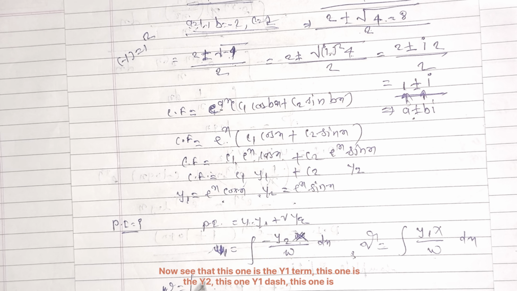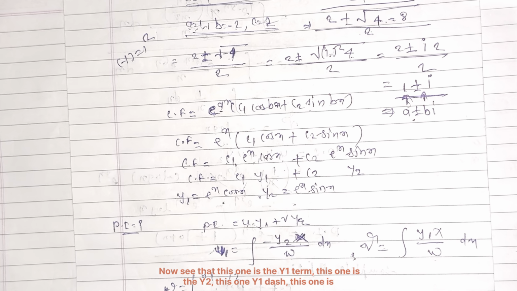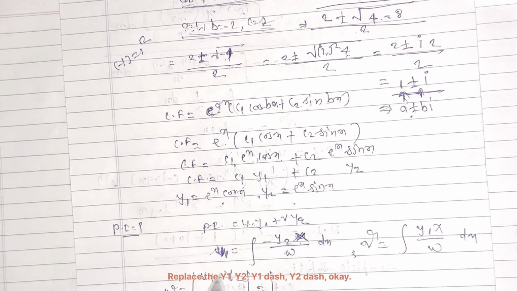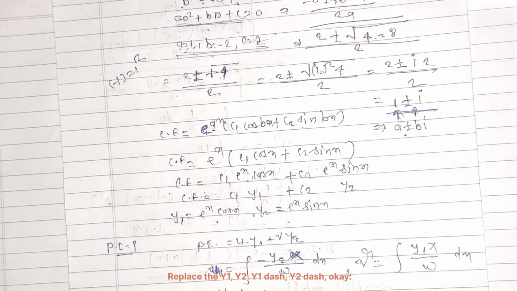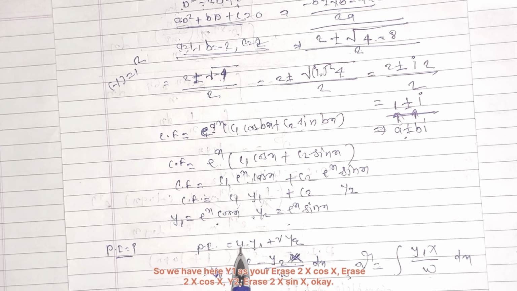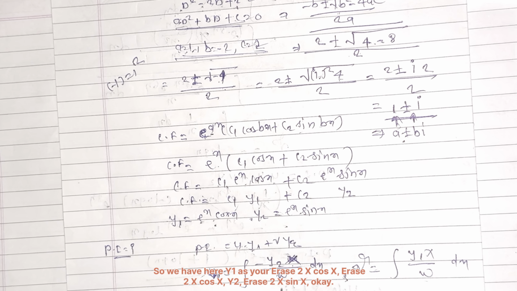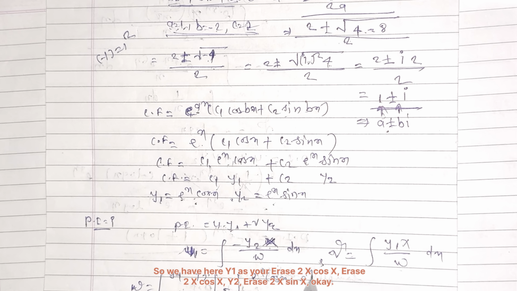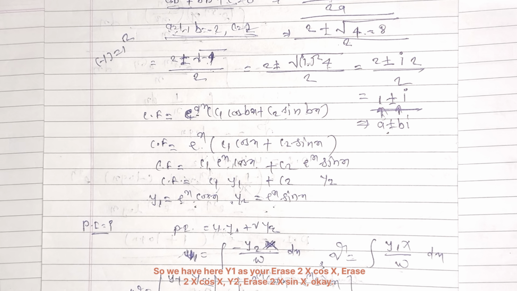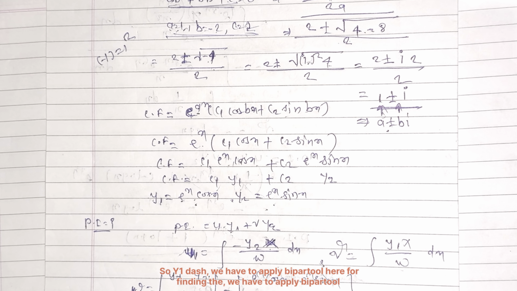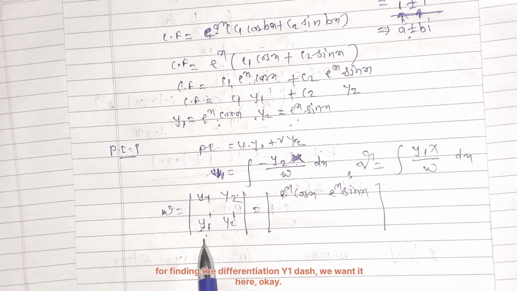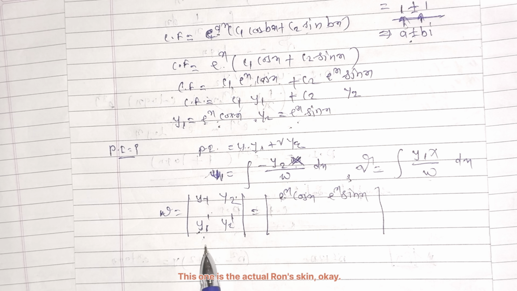Now see that this one is the y1 term, this one is y2, this one is y1 dash, this one is y2 dash. Replace the values of y1, y2, y1 dash, y2 dash. So we have here y1 as e raised to x cos x, y2 as e raised to x sin x. For y1 dash we have to apply the by-part rule for differentiation. This one is the actual Wronskian.